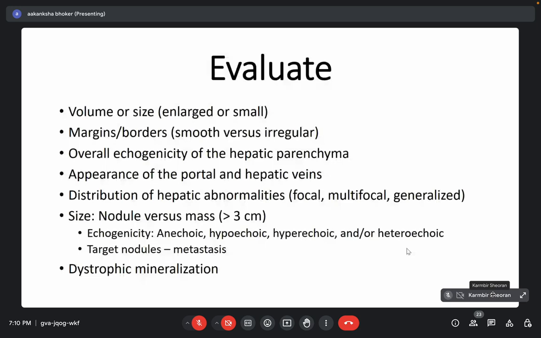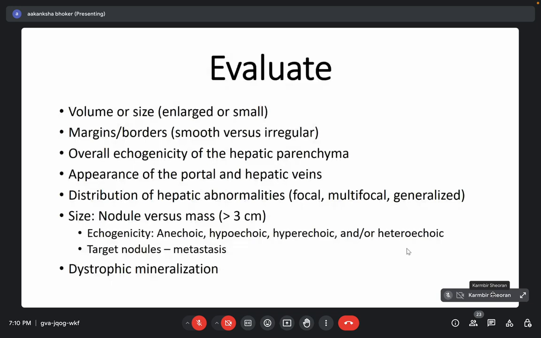And then we can see if there are any abnormalities, whether they are focal or multifocal, or present in the entire parenchyma of the liver. Suppose the size of a lesion is less than 3 centimeters, then we will say it is a nodule. And if the size of that lesion extends beyond 3 centimeters, then we can say there is a large mass. And these nodules or masses can be anechoic, hypoechoic, hyperechoic, or heteroechoic.